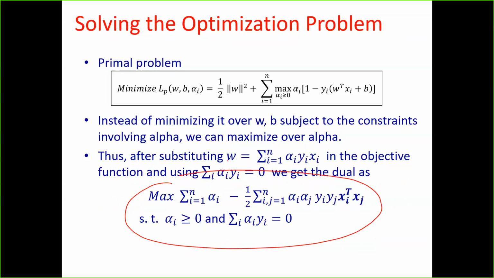Till this point, is it clear? How did we arrive at this maximization problem?